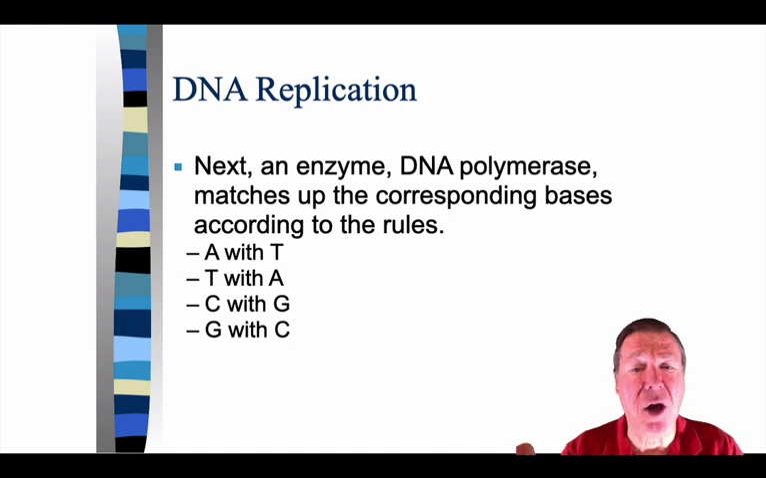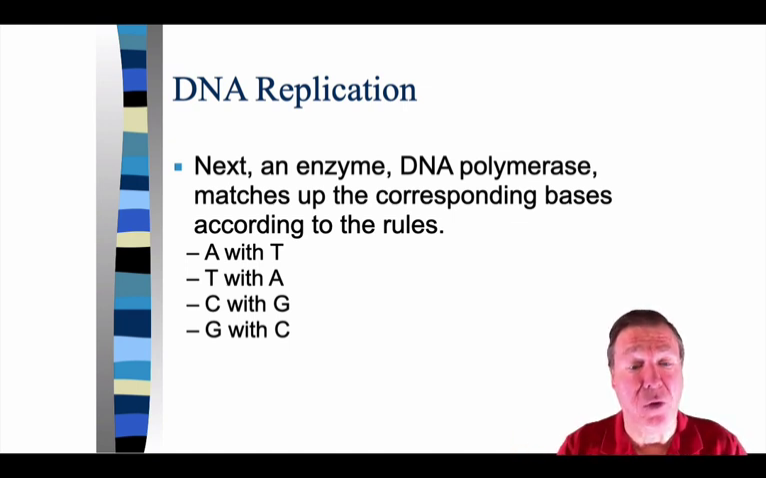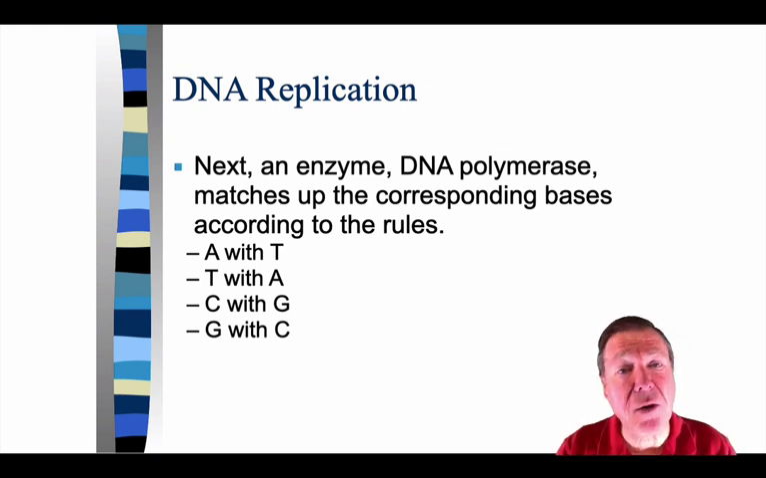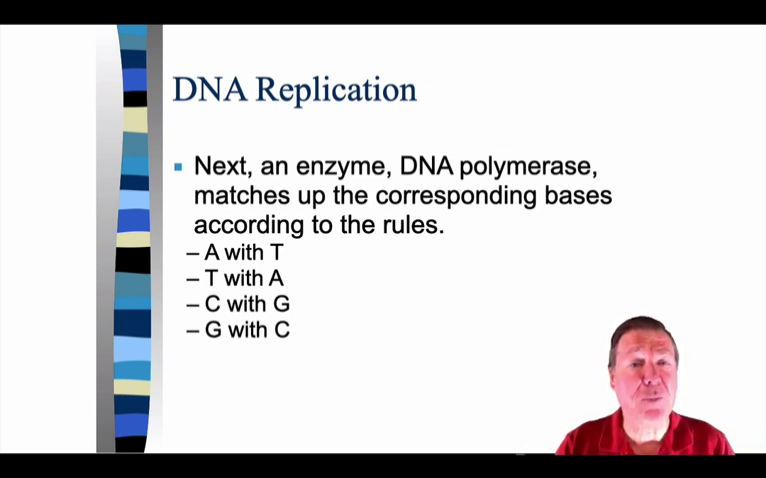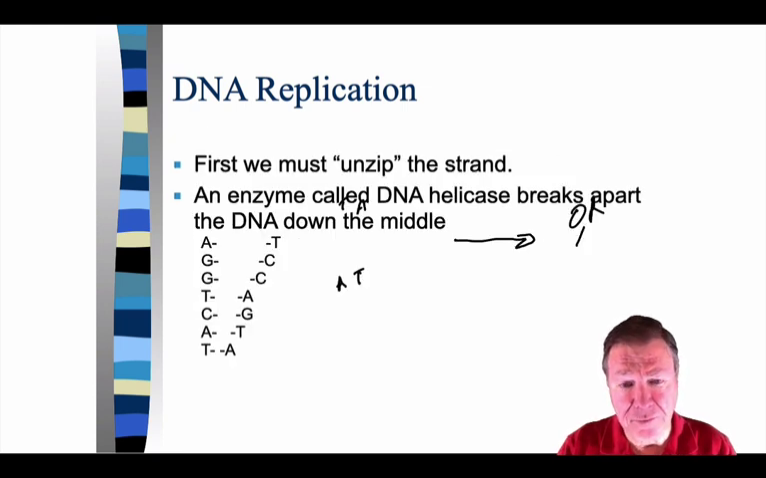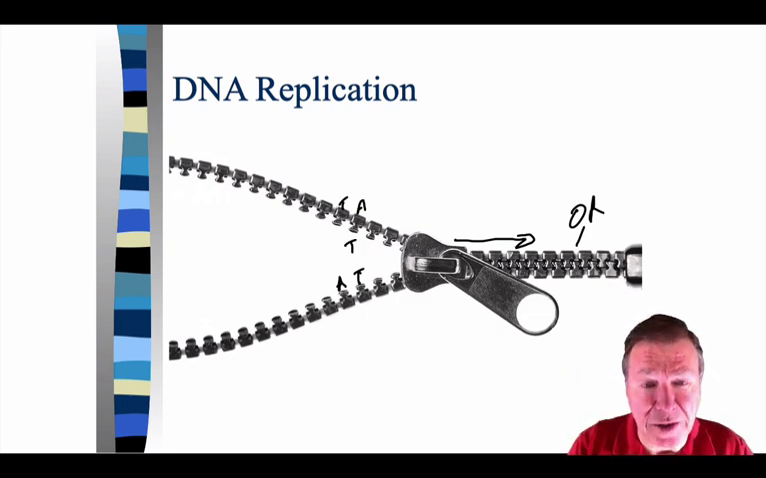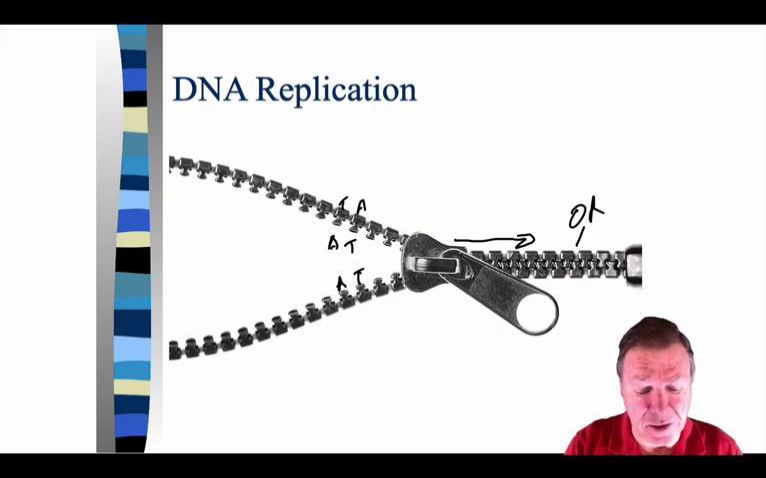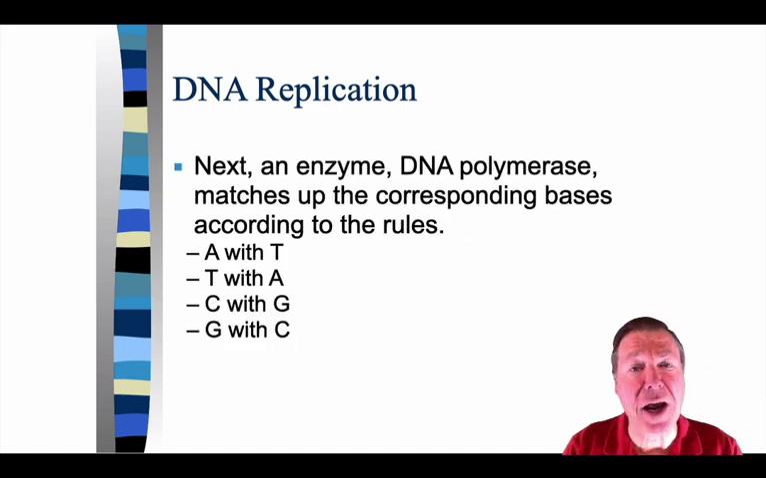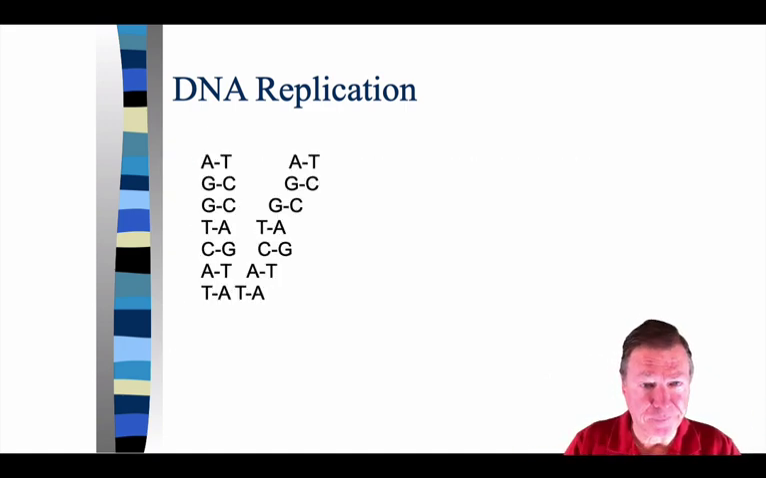The next thing that comes along is based on our pairing rules. A's with T's, G's with C's. Straight line, crooked line, crooked line. All right? We just pair it in. You've unzipped the DNA, and this is an A, we're going to put a T there. This is a T, we're going to put an A there. And on the other side, it does the same thing. It works exactly the same based on our pairing rules.